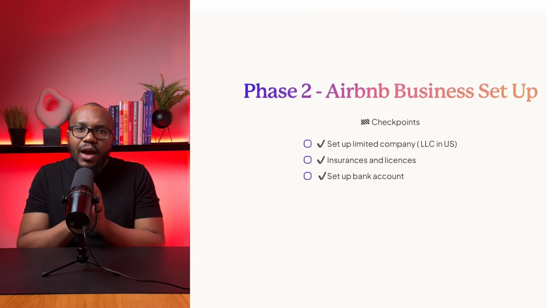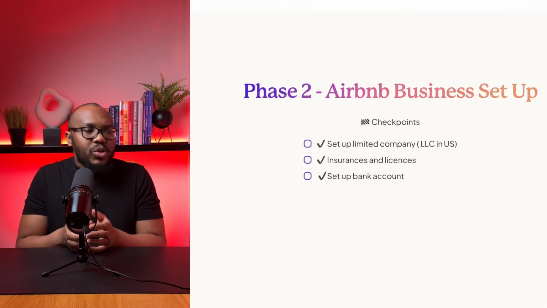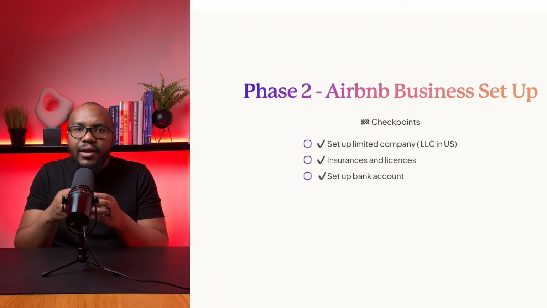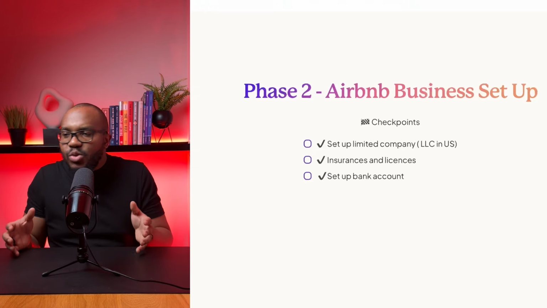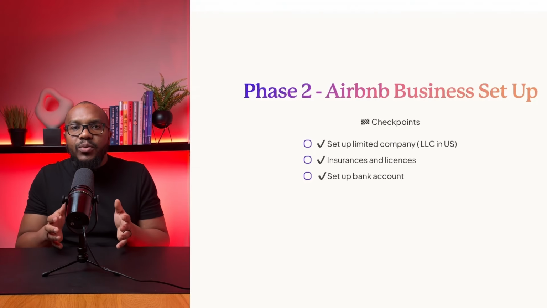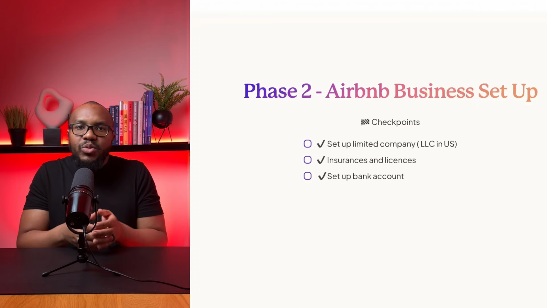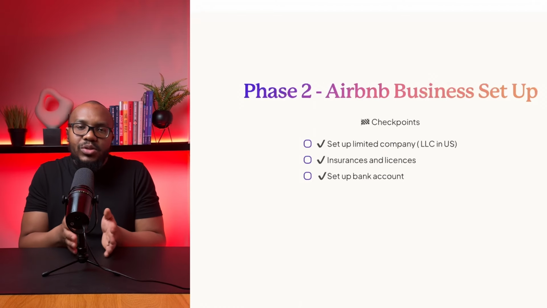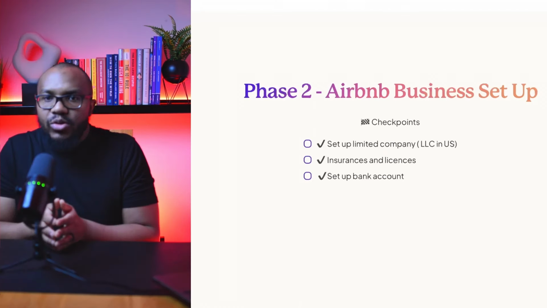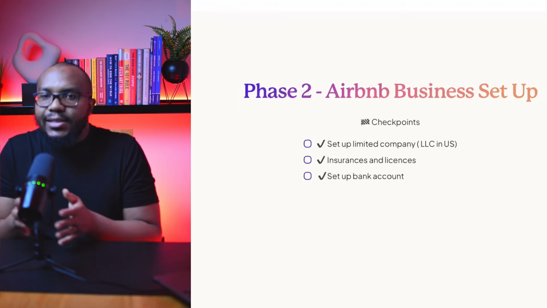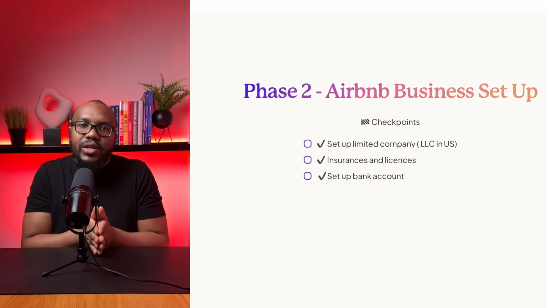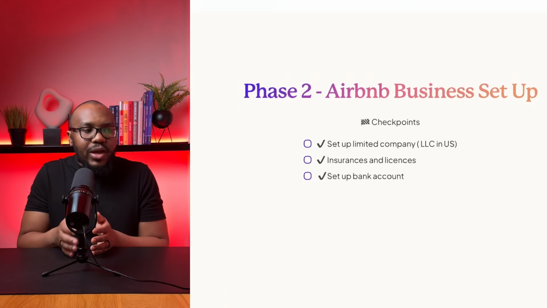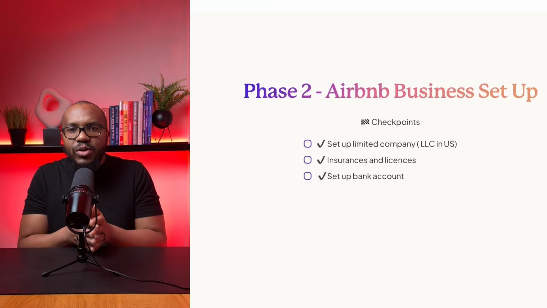So in phase 2, there are 3 checkpoints we're going to discuss here. Checkpoint number 1 being setting up a limited company. This course is mainly UK focused, but you can do this Airbnb arbitrage anywhere in the world. Anywhere you are, you will have to set this up as a business, not as a side hustle. Because if it's a side hustle, in terms of your taxes, etc., it's not clear. If it's actually a business, you will have a business account, you will have insurances, you will have licenses. So those are the checkpoints we're going to cover.